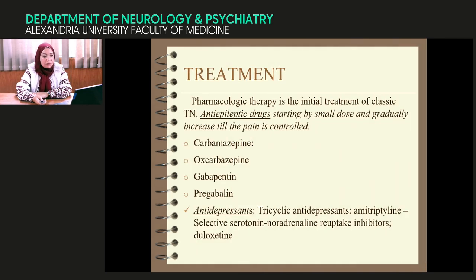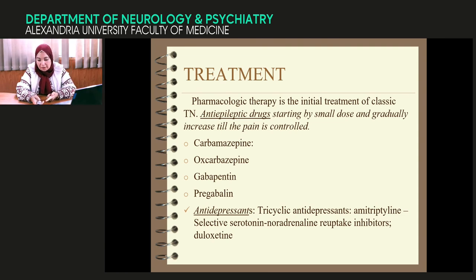How to treat? Pharmacological therapy is the initial treatment of classic trigeminal neuralgia. There is pharmacological, and sometimes we need surgery in certain cases, in cases of refractory types. In pharmacological therapy, we start with anti-epileptic drugs, starting with a small dose and gradually increasing till the pain is controlled. Yani, do not give the full dose from the start, give low and go slow, gradually increasing until the patient's pain is resolved.